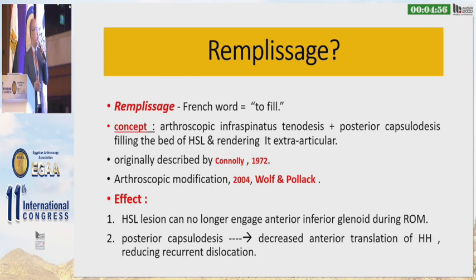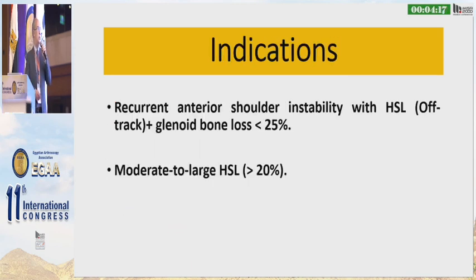The remplissage as a word means "to fill." However, as a concept, it is an arthroscopic infraspinatus tenodesis with a posterior capsulodesis, filling the Hill-Sachs lesion bed and rendering it extra-articular. Originally described by Connolly, with the arthroscopic modification described by Wolf and Pollock, the main aim is to keep the Hill-Sachs lesion of the humeral head no longer engaging the anteroinferior glenoid labrum, and the posterior capsulodesis acts as a brake, decreasing the anterior translation of the humeral head and consequently reducing recurrent dislocation.